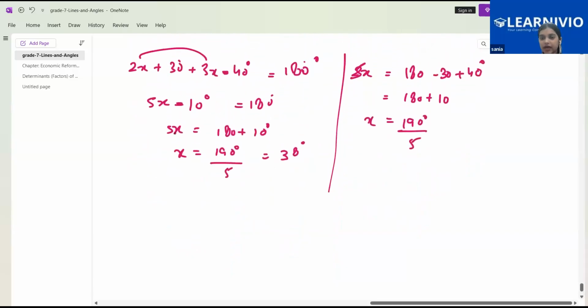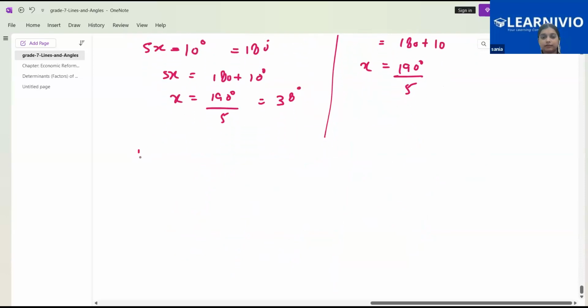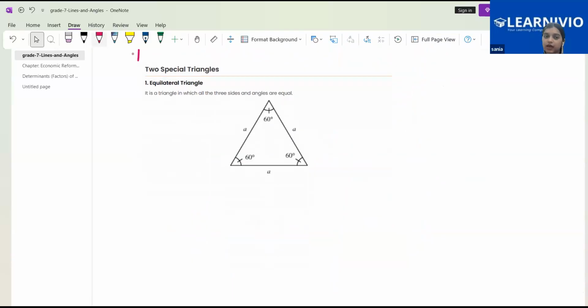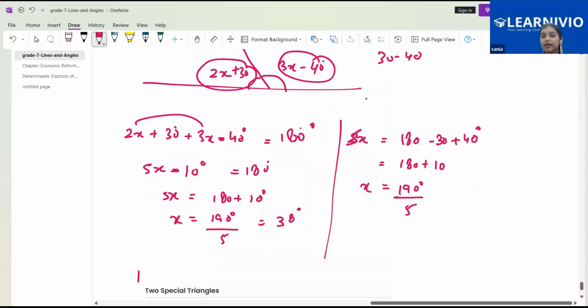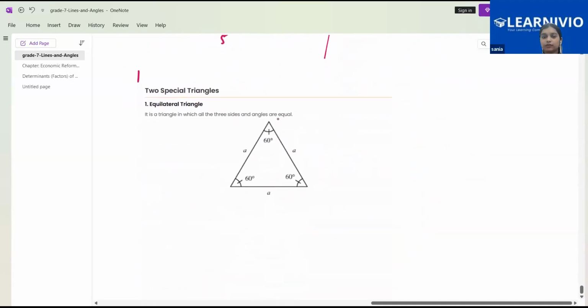And in case, Ibrahim, they have asked you to find the angles, you just need to put the value of x here and then find the angles. Just read the question whether they have asked you to find the value of x or the value of the angles. Ma'am, they also asked me to find the value of the angle. So you will put the value of x here, like 2 multiplied by 38 plus 30, and solve it. Okay.